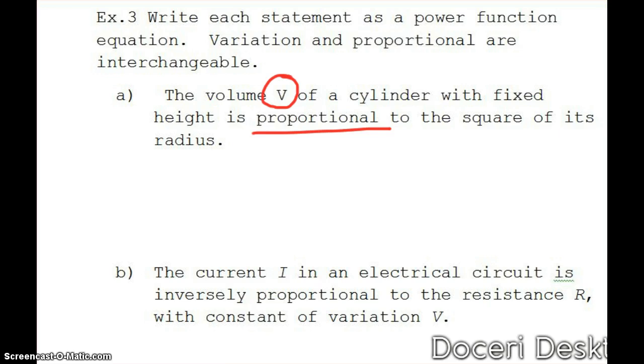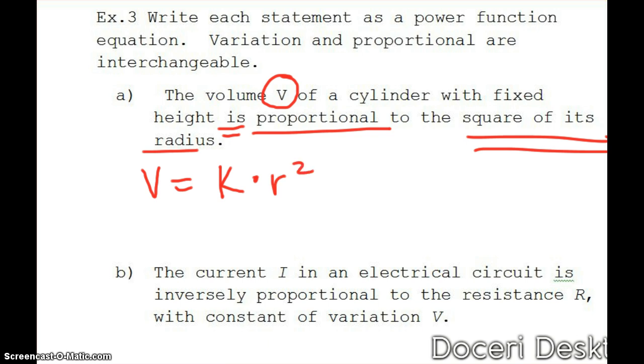So we say V equals, the volume equals. When something is proportional or varies directly, it's going to be K times, and then we're going to take the square of its radius, which is r squared. So there's our function, V equals K times r squared.